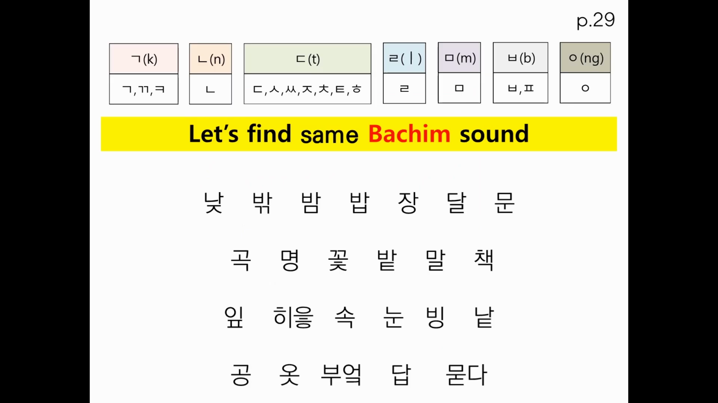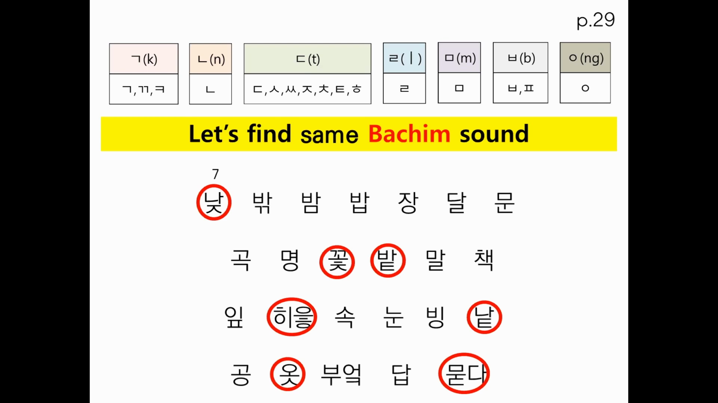Now that you understand the pronunciation of this 받침, let's try to find words that have the same 받침 sound. For example, how many words have the same sound as 낫, ㅈ? Pause the video for a moment and try to find them. Done finding them? There are a total of 7 words with the same 받침 sound as ㅈ, such as 낮, 꽃, 밭, 히읗, 낫, 옷, 묻다.